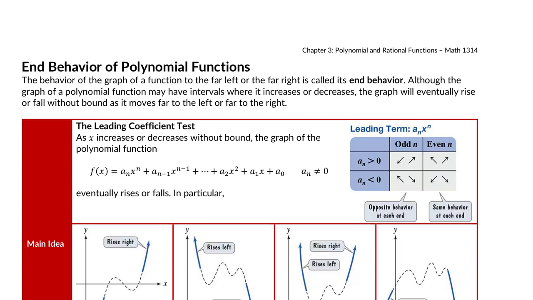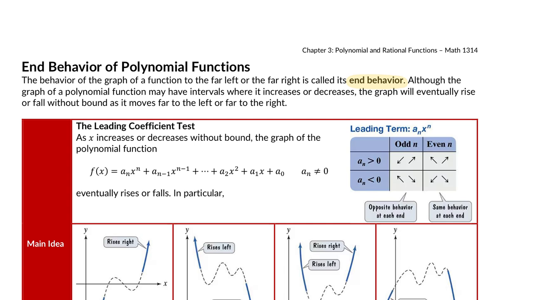When we get into it, the first thing we're going to talk about when it comes to polynomial functions is called end behavior. The end behavior of a polynomial function describes what's happening at the ends of the graph. We're going to spend some time talking about end behavior. There are only 4 options for end behavior, and it has everything to do with the leading coefficient and the leading term.